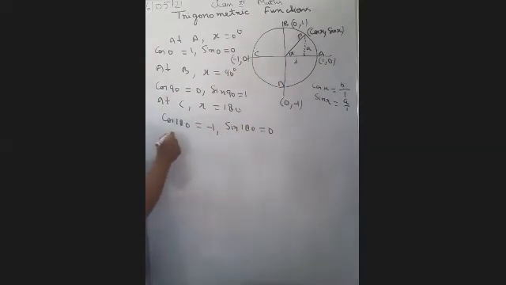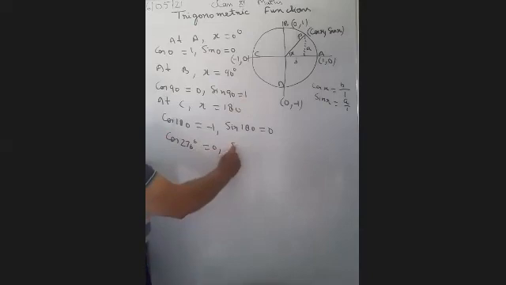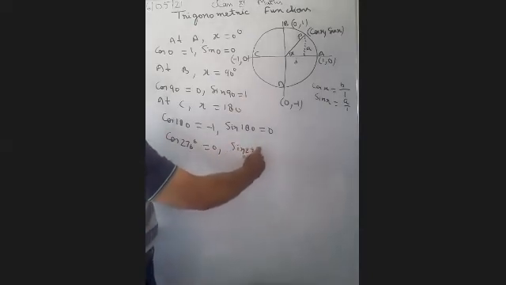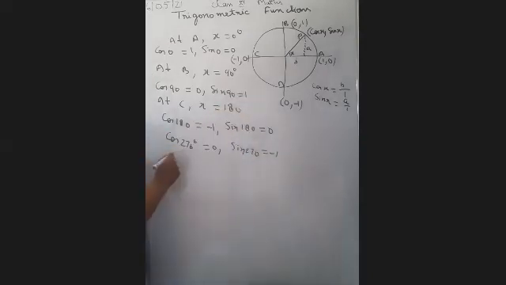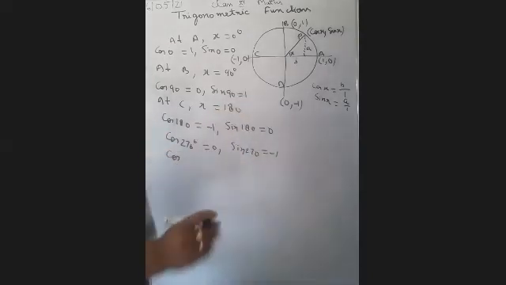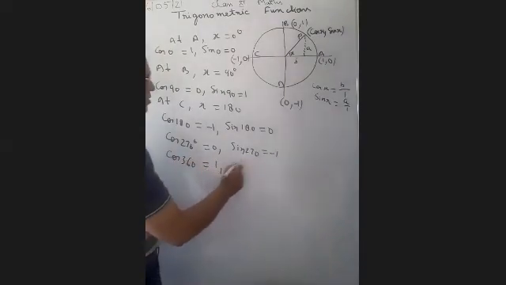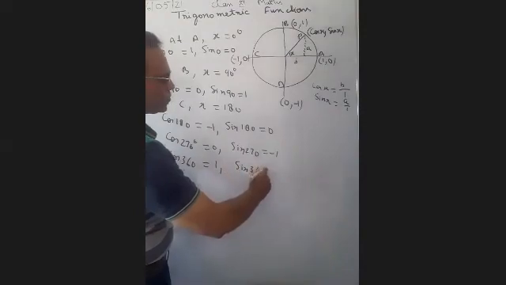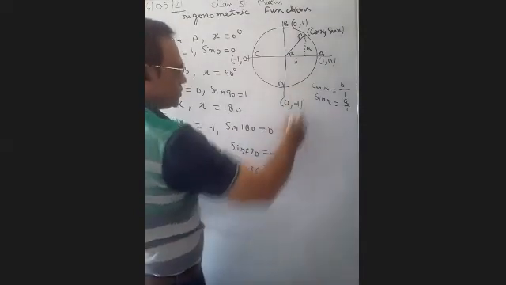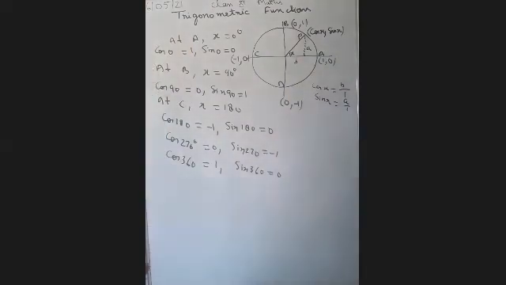If we reach here at point D, cos 270 degree equals 0 and sin 270 degree equals -1. Similarly, cos 360 degree equals 1 and sin 360 degree equals 0. So these are the values we get for multiples of 90 degrees: 90, 180, 270 and 360.